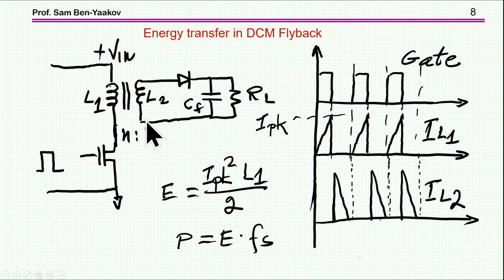So now, if we examine a DCM Flyback in which the current goes up to a certain level and then down, we can find out what is the energy per cycle coming in from the input. The energy will be the energy stored in the inductor at the peak instant, and this will be I peak squared times L1 over 2, and the power which gets into the system will therefore be this energy in joules times the switching frequency, and this is for a fixed frequency situation.